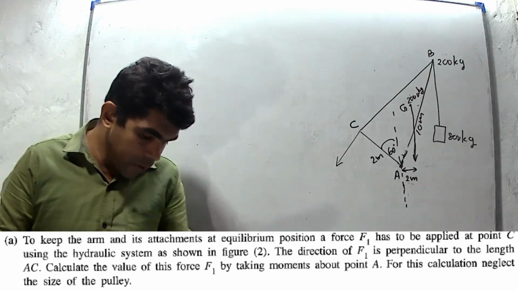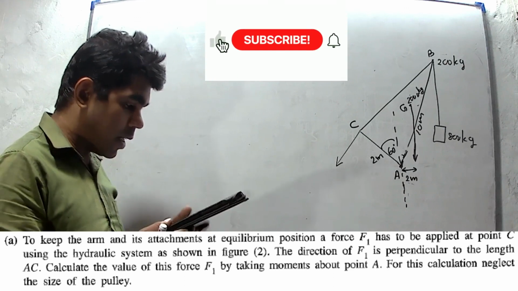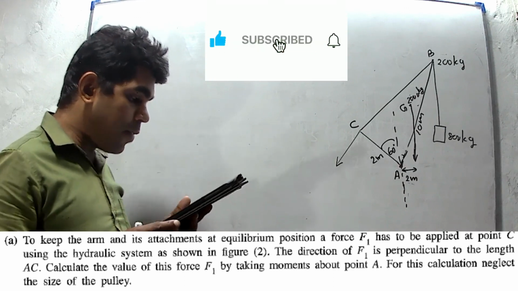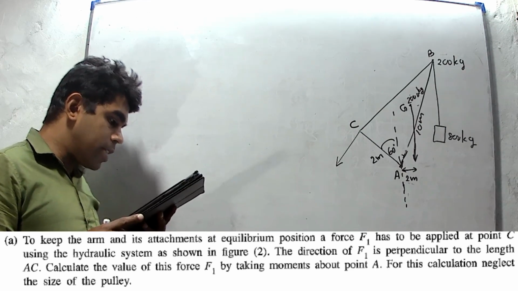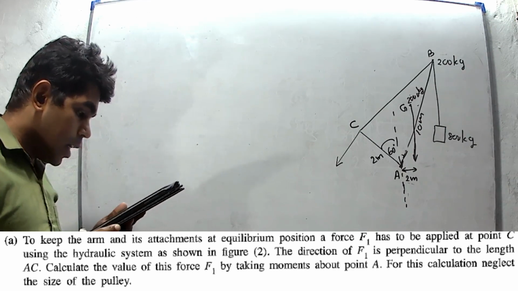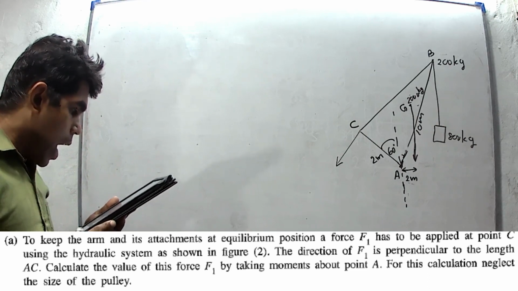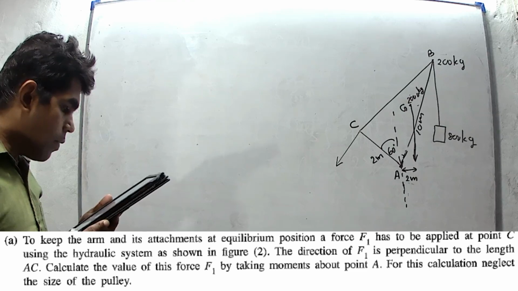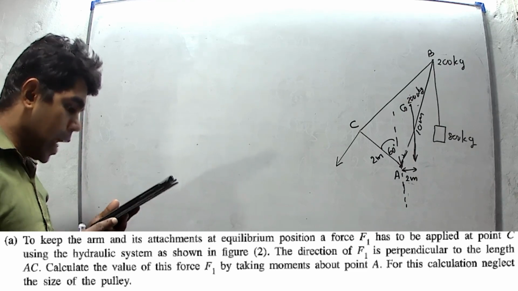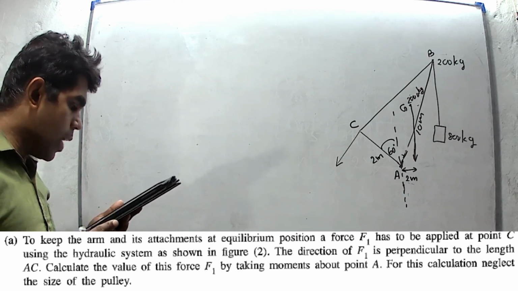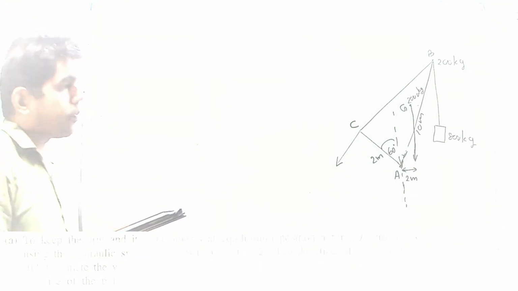Part A. To keep the arm and its attachment in equilibrium position, the force F1 has to be applied at point C using the hydraulic system as shown in the figure. The direction of F1 is perpendicular to the length of AC. Calculate the value of force F1 by taking moment about point A. For this calculation, neglect the size of the pulley.